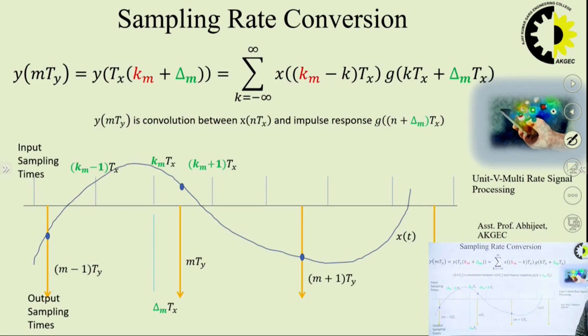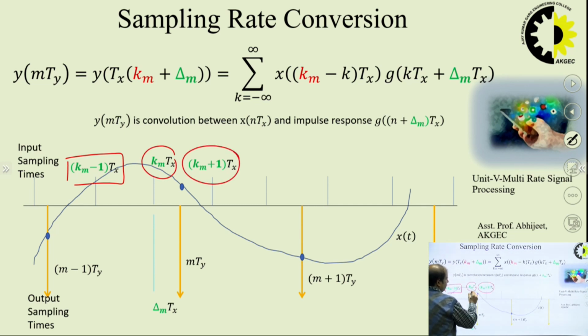What does this also imply? If we look at the interpretation of this, suppose I have an analog signal, so this blue line is the analog signal. This analog signal was earlier sampled using tx. So the sampling instants were like this: this is the kmth instant, this is km plus 1, this is km minus 1, times tx. So these are the earlier sample values. The crosses are the previous sample values, but we want to change it.